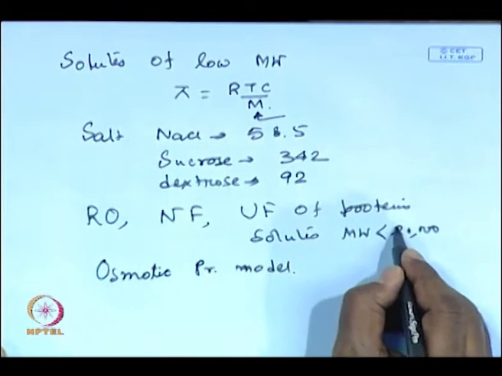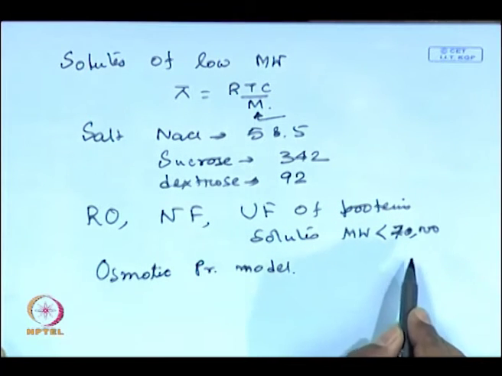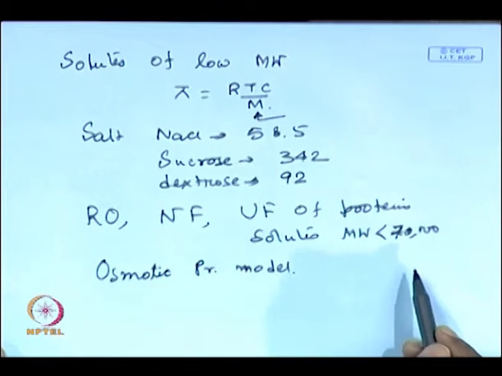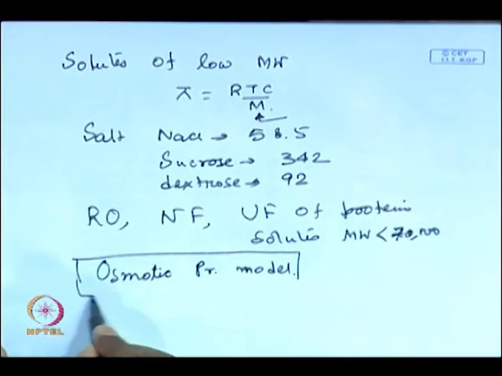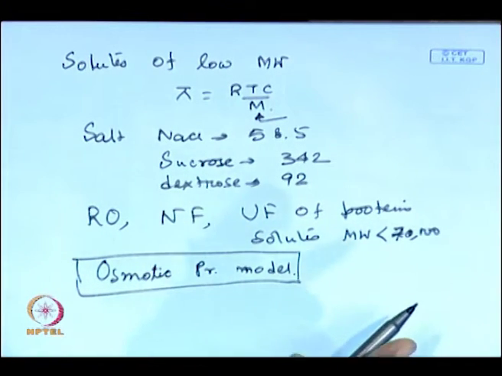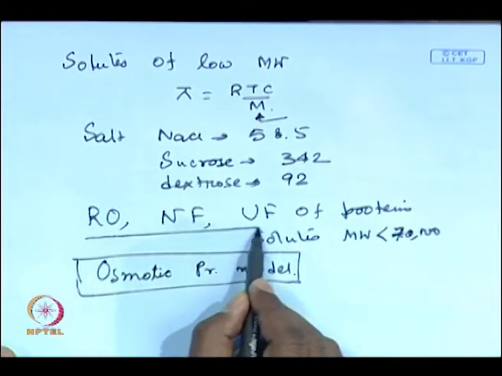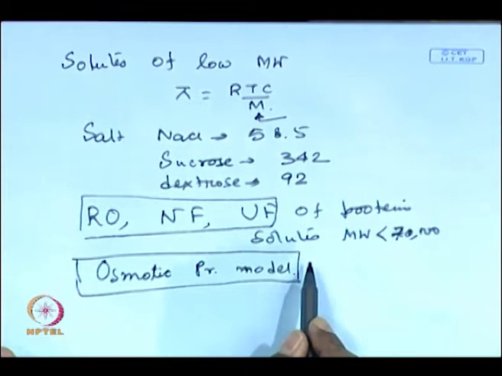It can be even for the protein bovine serum albumin, which has a molecular weight of 70,000, the osmotic pressure is very important because of the charge effect and other effects. So, we talk about the osmotic pressure model in those cases. If you remember, starting from microfiltration to reverse osmosis, most of the operating conditions of the membrane separations remain under the osmotic pressure controlled regime.